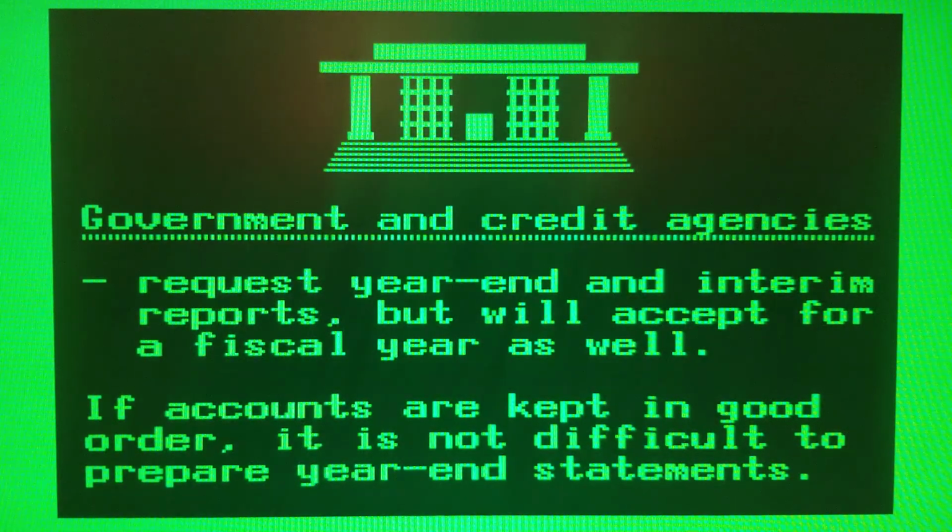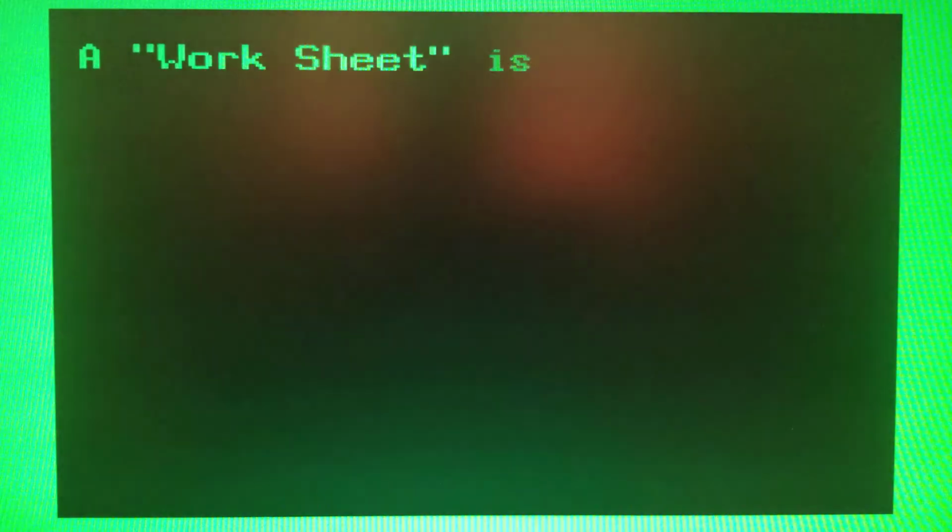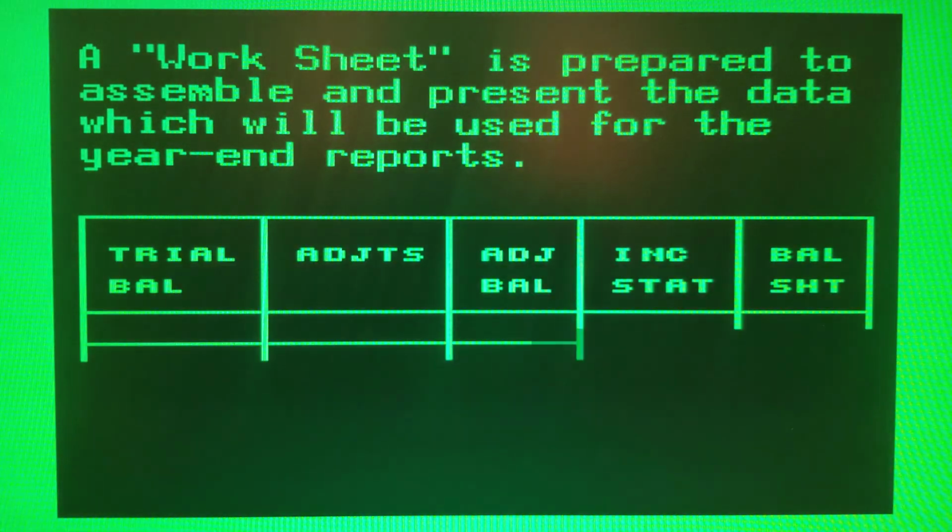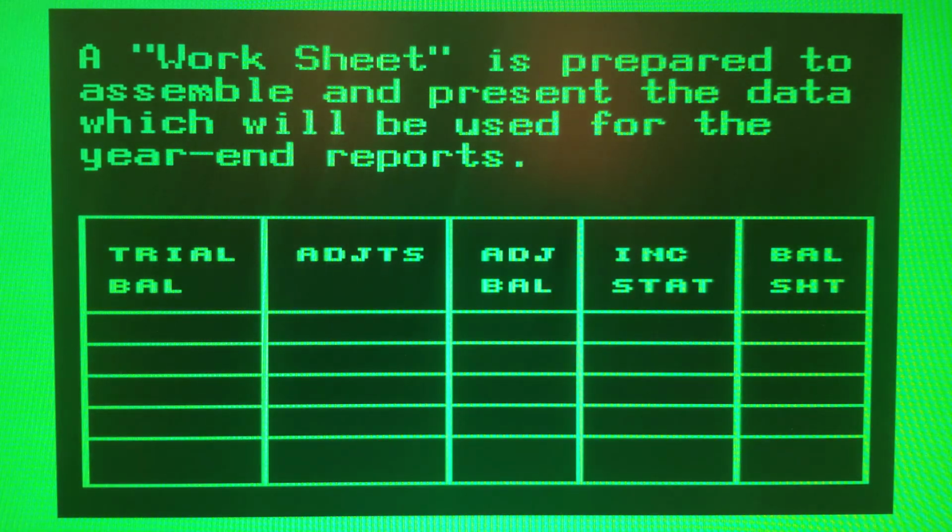If accounts are kept in good order, if posting is kept reasonably current, and if the basis for closing adjustments is well understood, it is not difficult to assemble these figures so that year-end statements can be prepared. Unless a computer system is used, a worksheet is prepared to assemble and present the data which will be used for the year-end reports. A 10 or 12 column worksheet is useful.